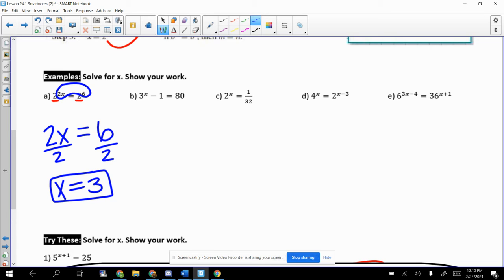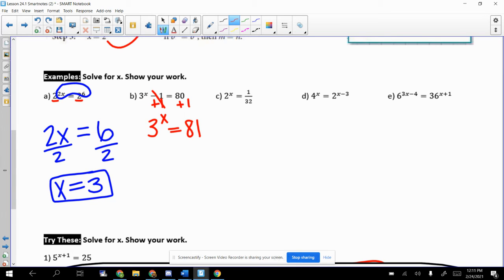Okay. All right, awesome. Then let's try out this next one. So remember, your first step should always be to isolate the exponential. So this 3 to the x is our exponential, but we have that minus 1. So what we need to do first is add that 1 over. So that's going to leave us with 3 to the x equals 81.